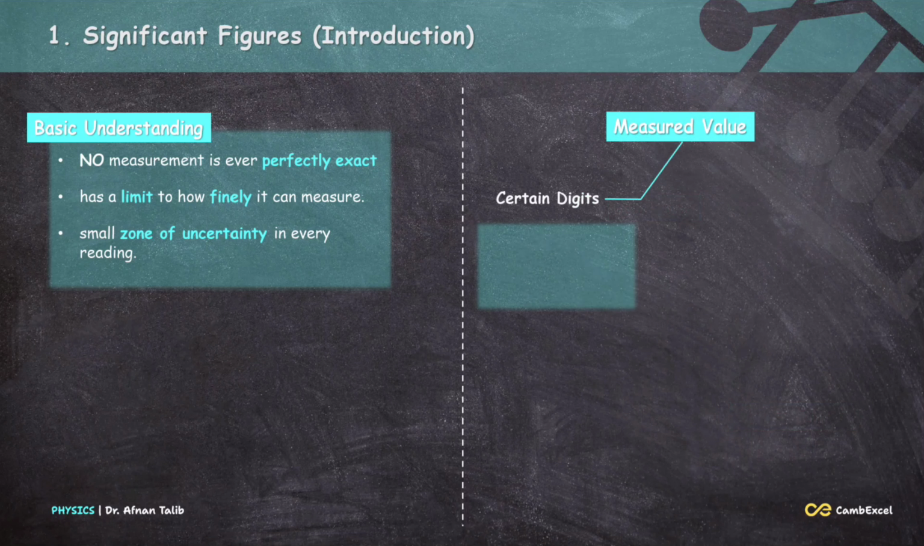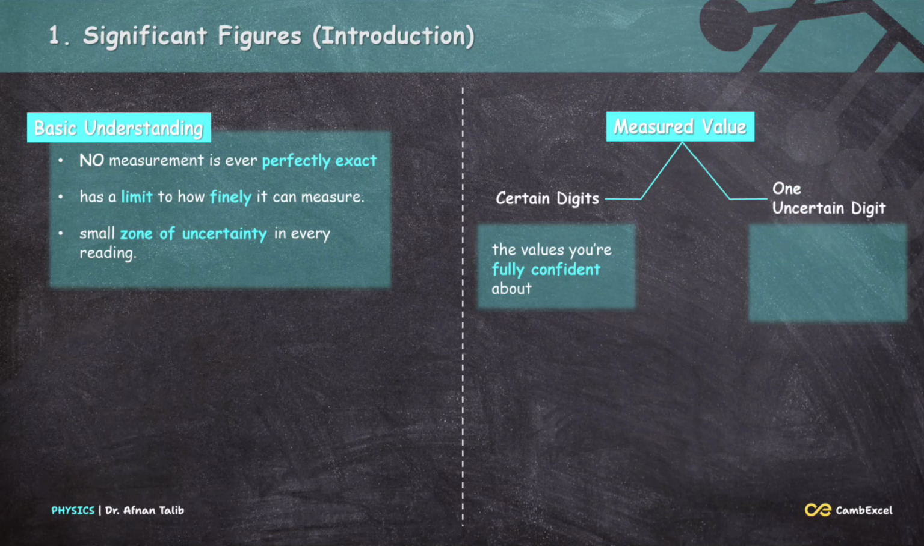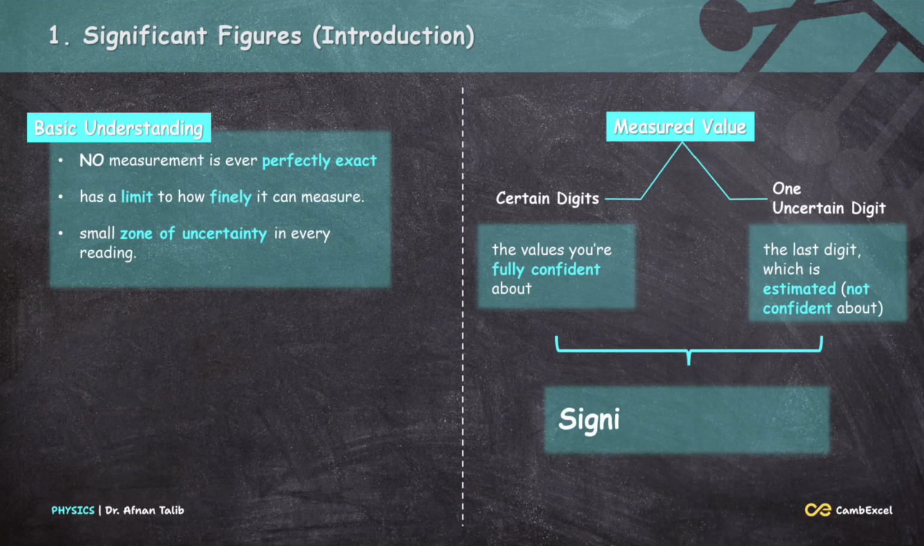So when we record a measured value, it breaks into two parts. The first one is certain digits. And what are the certain digits? These are the values you are fully confident about. And what does that mean? They are the reliable and undoubtful digits. While the second part is one uncertain digit, that is the doubtful digit, which is to be estimated and we are not confident about. So together these digits, both certain and the first uncertain, form what we call significant figures.